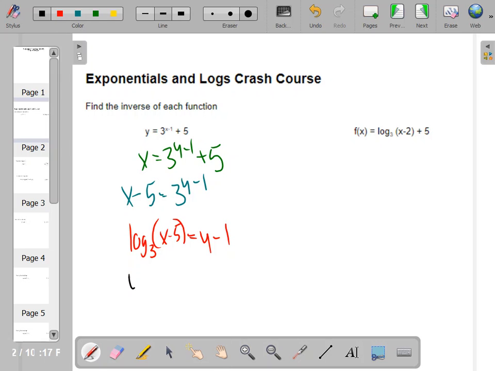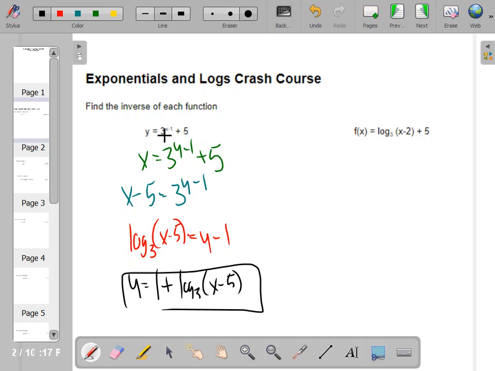And the last step to get y by itself, you have this minus 1 over here, you're going to add 1. So 1 plus the base 3 log of x minus 5. There's your inverse, here's your original function. Let's try another one. Here I'm starting with a log.